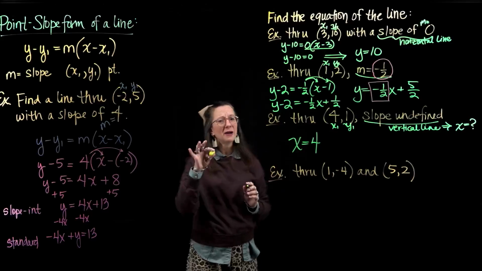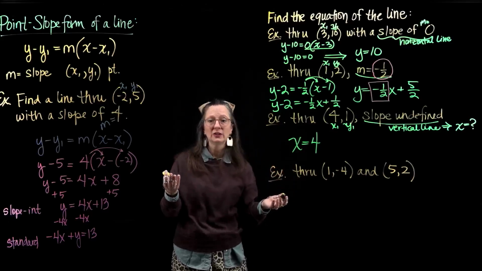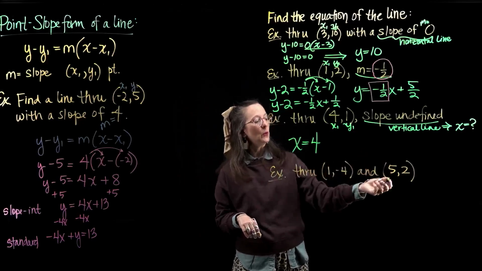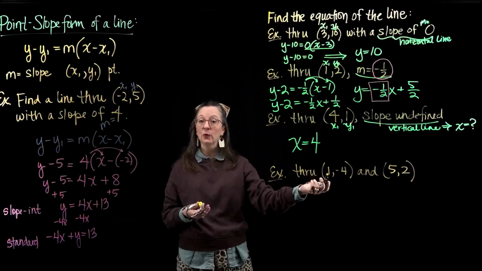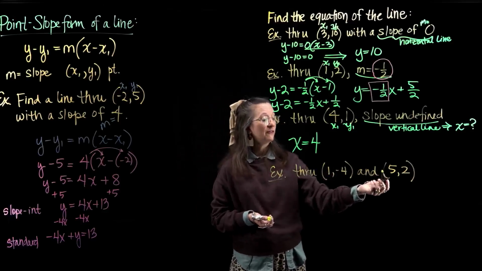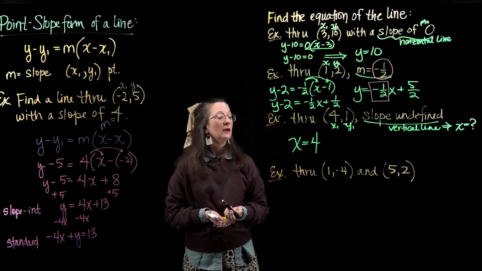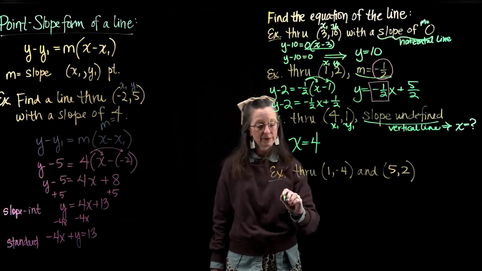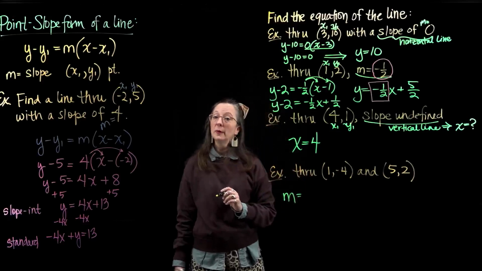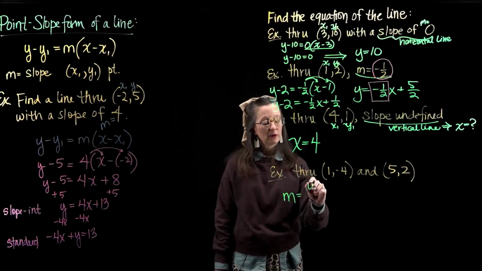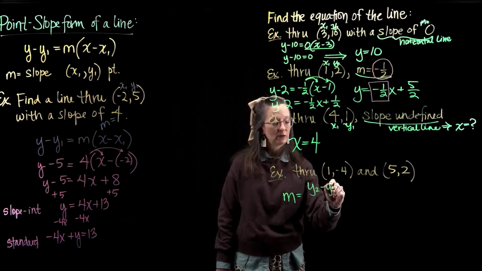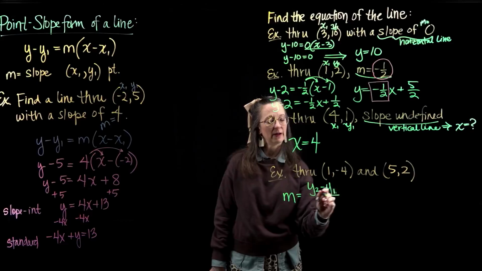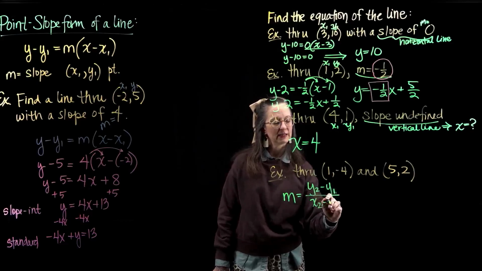All right, last one. You might say, you didn't give me enough information, but actually I did. So we have a line going through 2 points, the point (1, -4) and the point (5, 2). We're not given a slope. However, we have enough information to find one. So our slope, remember we can find our slope using the difference in the y's, y2 minus y1, over x2 minus x1.